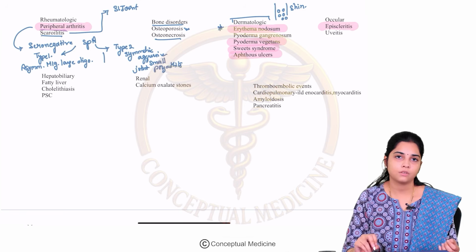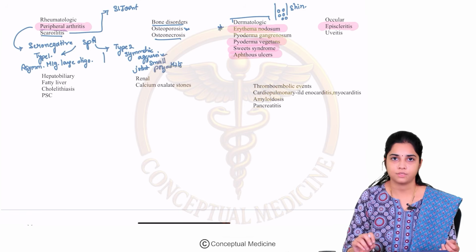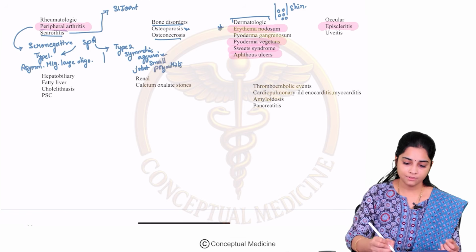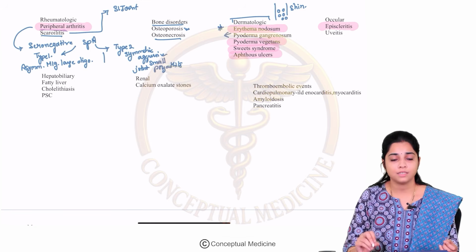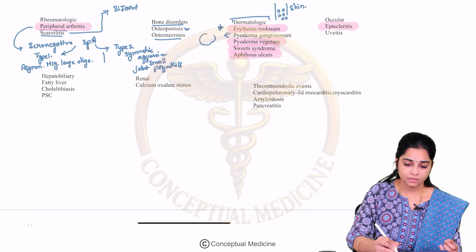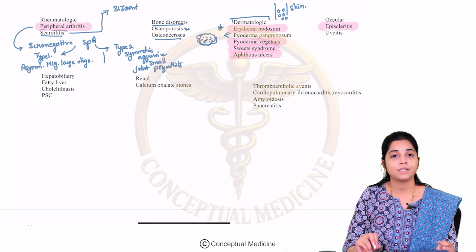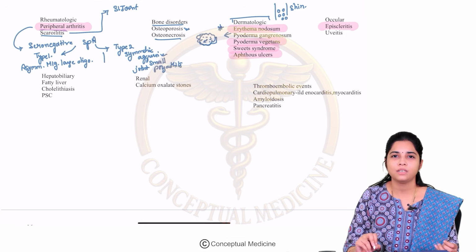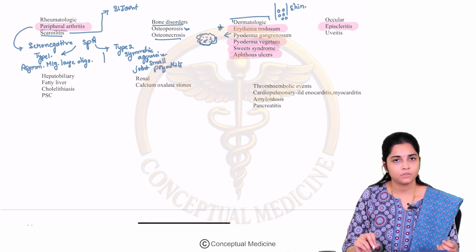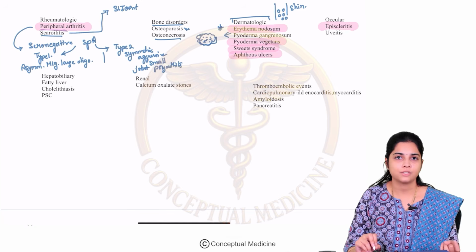Then you can have something called pyoderma gangrenosum. Pyoderma gangrenosum is basically a devastating disorder where you have a necrotic, almost necrotic skin lesion. Okay, that's why it's called pyoderma gangrenosum. It does not correlate with disease activity. So treatment can involve oral steroids or even intralesional steroids.